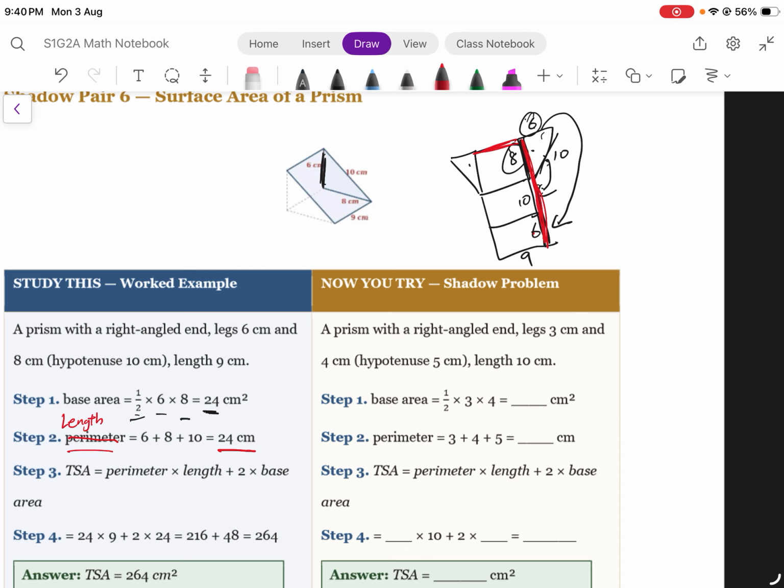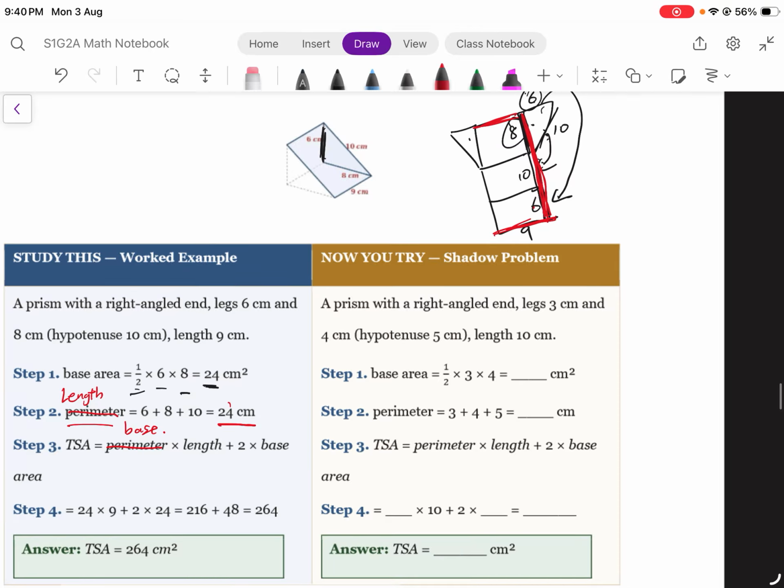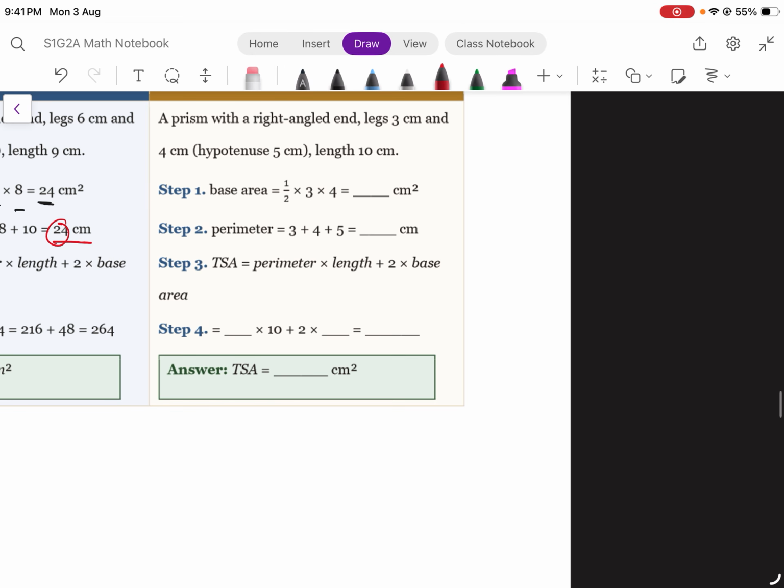So what you have now is length times base, plus 2 base areas. At the end of it, you have 24 times 9 right here to find this whole area. Then you add the 2 triangles at the sides. 216 plus 48, 264.